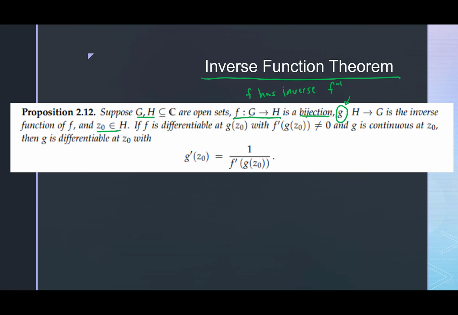Let z naught be in h. If our function f is differentiable at g of z naught, and suppose that f prime of g of z naught is not equal to 0, and that g is continuous at z naught, then we know that the inverse g is differentiable as well at z naught, and the derivative of g is equal to 1 over f prime of g of z naught. Let me just write down really quick for you our calculus inverse function theorem. Instead of using z's, I'm going to use x's, because we never really use z in calculus.